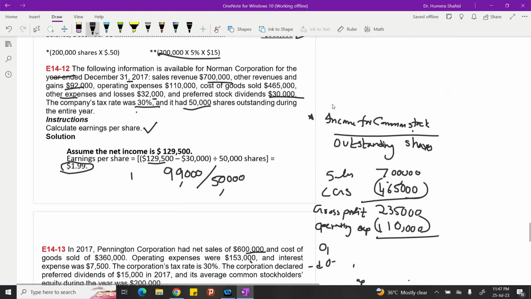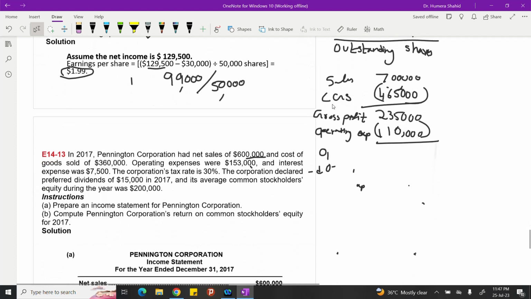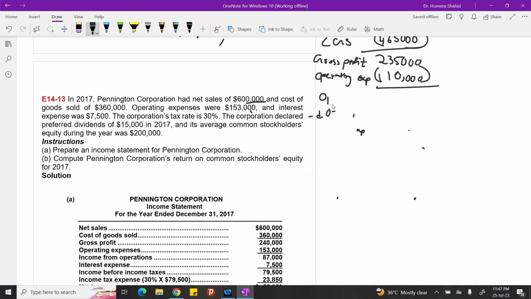It's almost the same information which is given in the above question, but let's do it here. The corporation declared preferred dividend of $15,000 in 2017, and its average common stockholders' equity during the year was 200,000. Requirement A, prepare the income statement. Requirement B, calculate the return on common stockholders' equity. Remember, this answer is in percentage for part B.